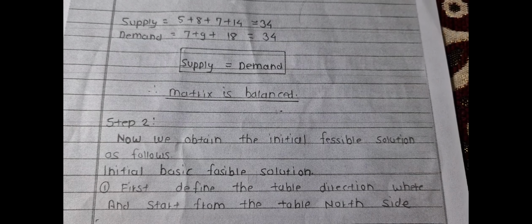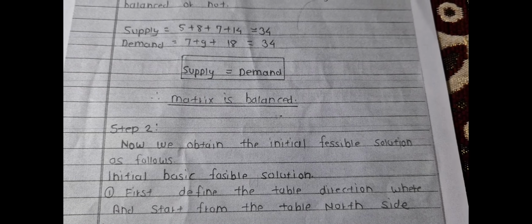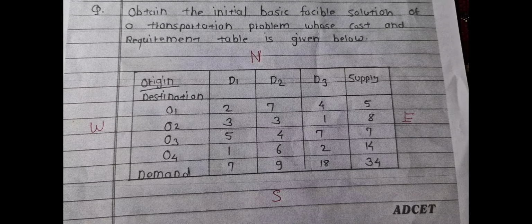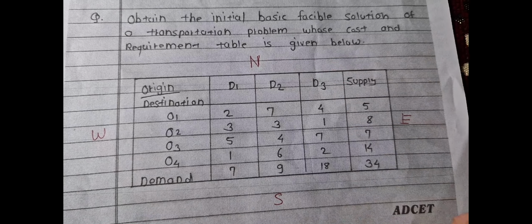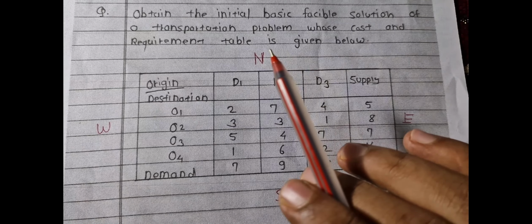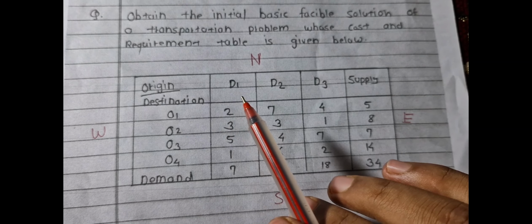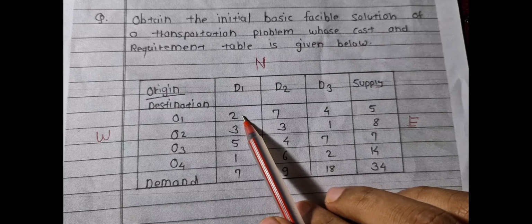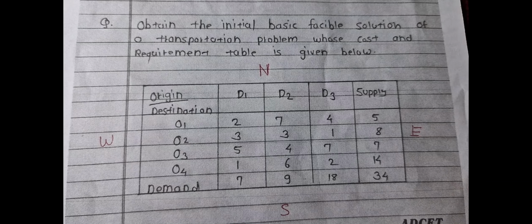Now we start to obtain the initial basic feasible solution. For that we have to assign directions to the table. Here is the direction I have already assigned. At the top you can see north, here is south, here is west and here is east. So the method name is northwest corner rule, which means we have to start from the northwest corner. Here the first value is 2. For that 2 we have to assign values and find the initial basic feasible solution.